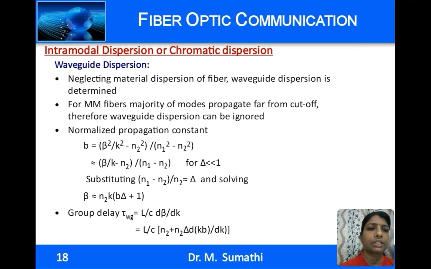Considering waveguide dispersion, so neglecting material dispersion, waveguide dispersion can be determined. Waveguide dispersion is significant for single mode fibers, because in multimode fibers most of the modes propagate far off from the cutoff frequency, and therefore waveguide dispersion can be ignored. So considering the normalized propagation constant and getting the propagation constant beta with respect to that, the group delay due to waveguide dispersion is determined.